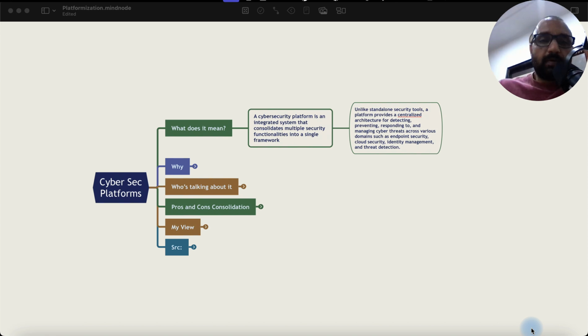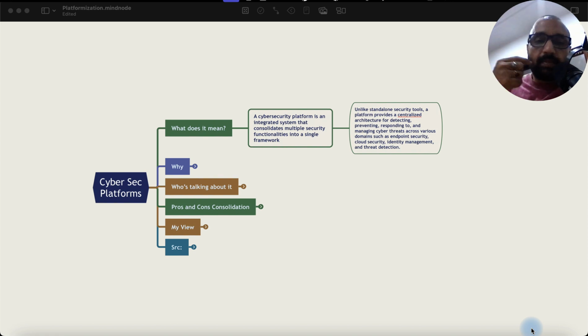So today we'll understand what a cybersecurity platform is, why everyone is talking about it, who are these people who are talking about it, the pros and cons of this approach, my personal views, and that's about it. With that, let's get started.